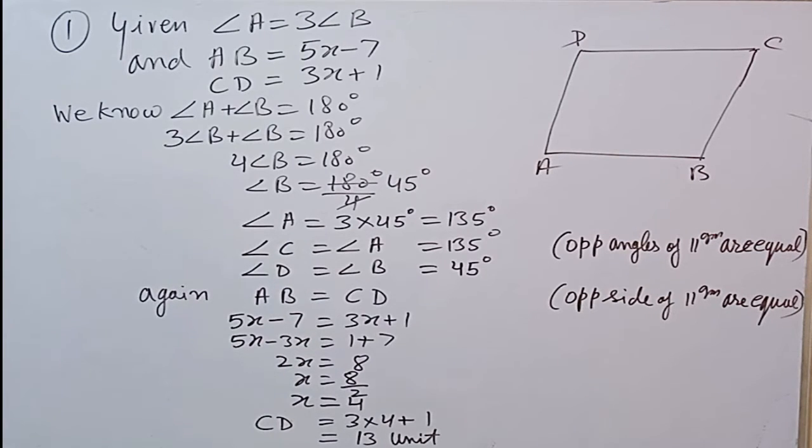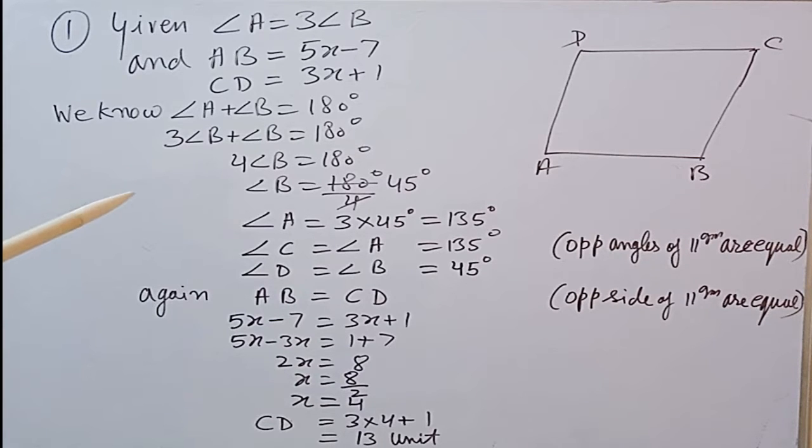So first we will find out the angles. Angle A plus angle B equal to 180 degree, because angle A and B are supplementary angles, since ABCD is a parallelogram. So put the value of angle A, that is 3 angle B. 3 angle B plus angle B equal to 180 degree. That means 4 angle B equal to 180 degree. That means angle B equal to 180 upon 4, that is 45 degree. So we got the angle B equal to 45 degree.